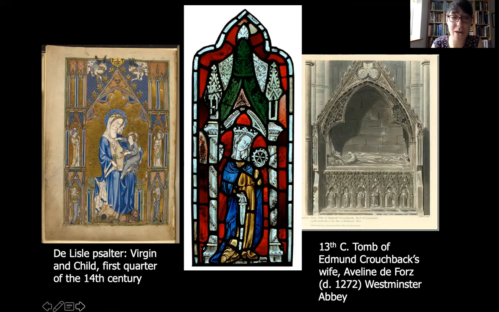And here I'm showing you an illuminated manuscript on the left, and an illustration of Aveline de Forz's tomb at Westminster Abbey, to show you that these figures under niches are very typical of the Gothic style and are to be found in a variety of medieval art forms. So stained glass is also related to these other medieval art forms. It shouldn't be viewed entirely separately.